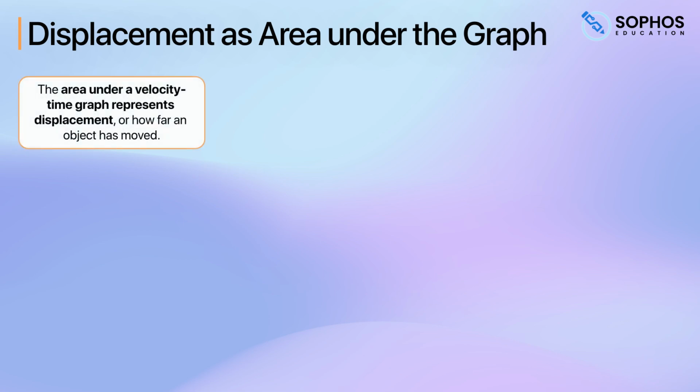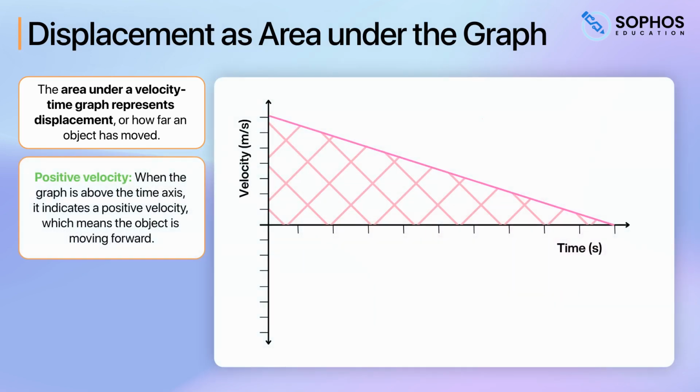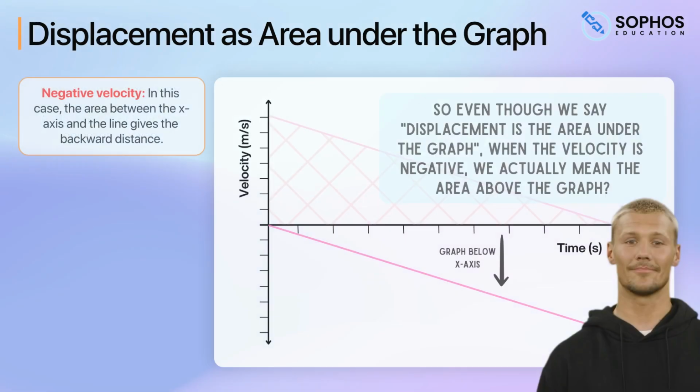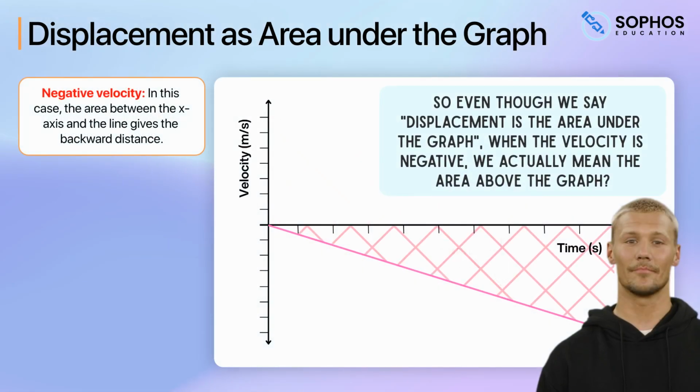The area under a velocity time graph represents displacement, or how far an object has moved. When the graph is above the time axis, it indicates a positive velocity, which means the object is moving forward. The area under this part gives us the forward distance. When the graph is below the time axis, it suggests a negative velocity, meaning the object is moving in reverse. The area between the x-axis and the line gives the backward distance.